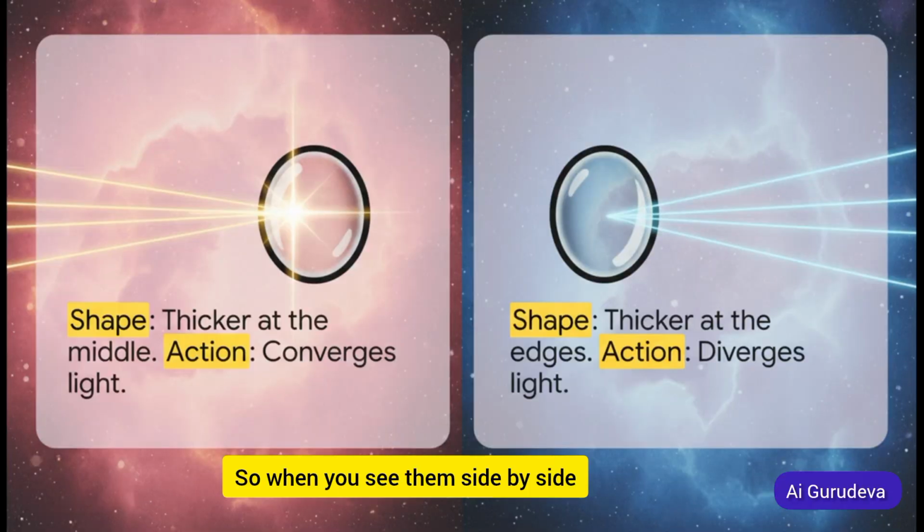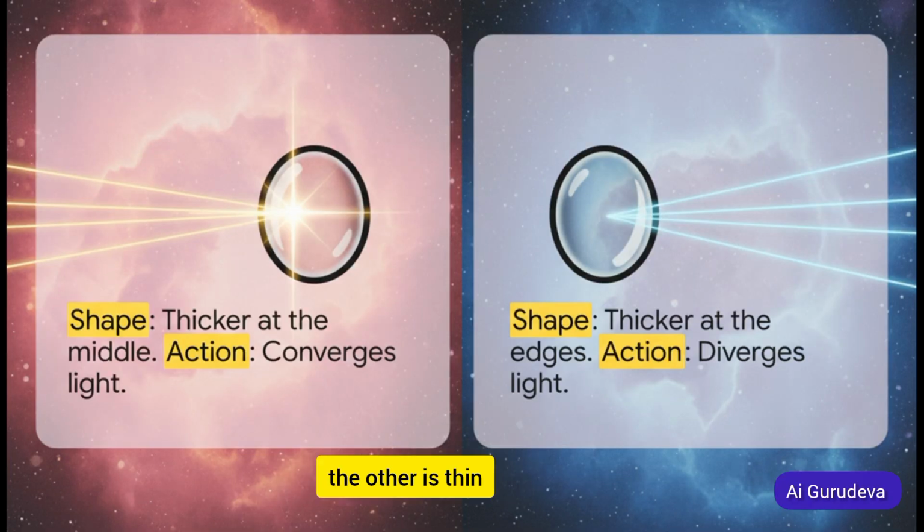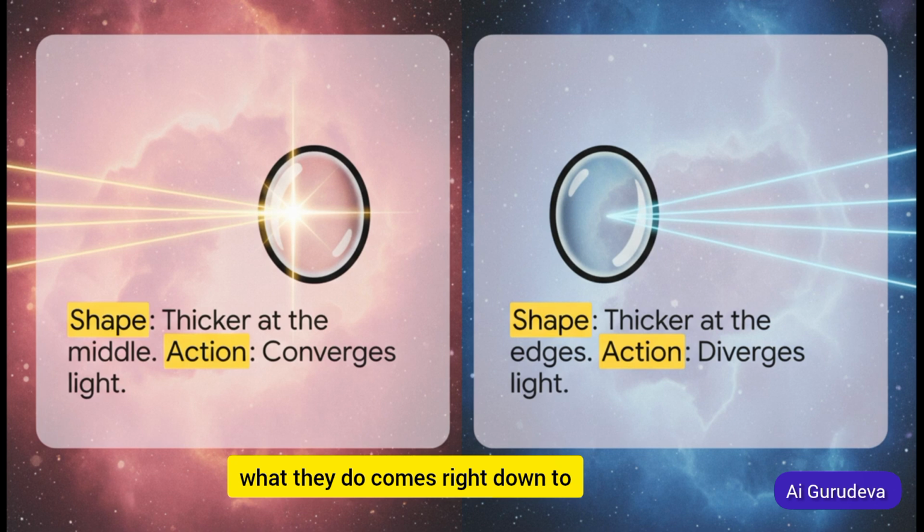So when you see them side by side, it's super clear, right? One is thick in the middle, the other is thin. One brings light together, the other spreads it apart. The entire difference in what they do comes right down to that simple change in shape.